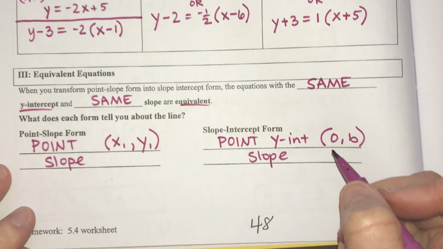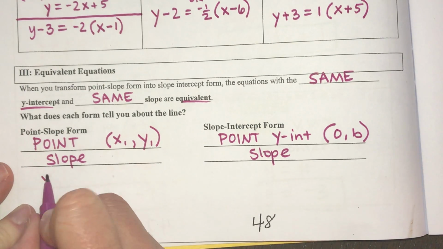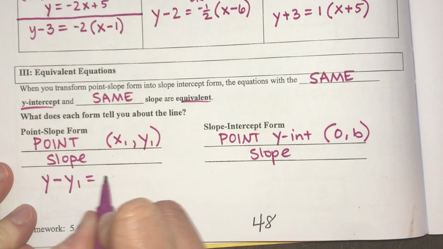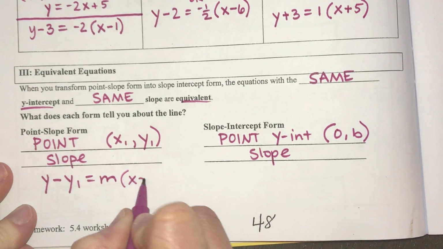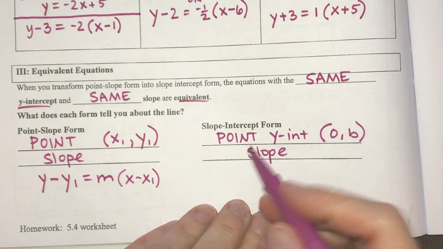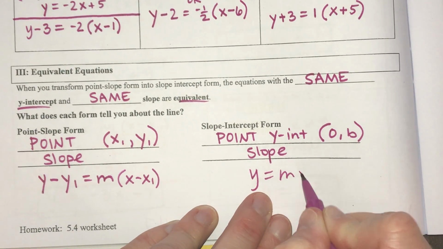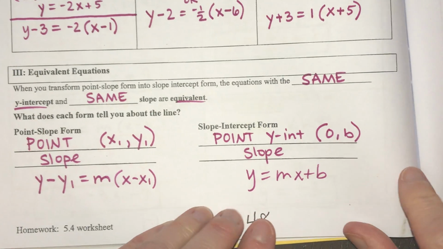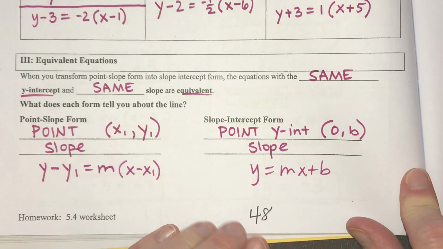And it would be a really great idea for you to memorize y minus y1 equals m, and then in parentheses x minus x1, and then also y equals mx plus b. So those 2 formulas we're going to use a lot in our Algebra 1 unit.